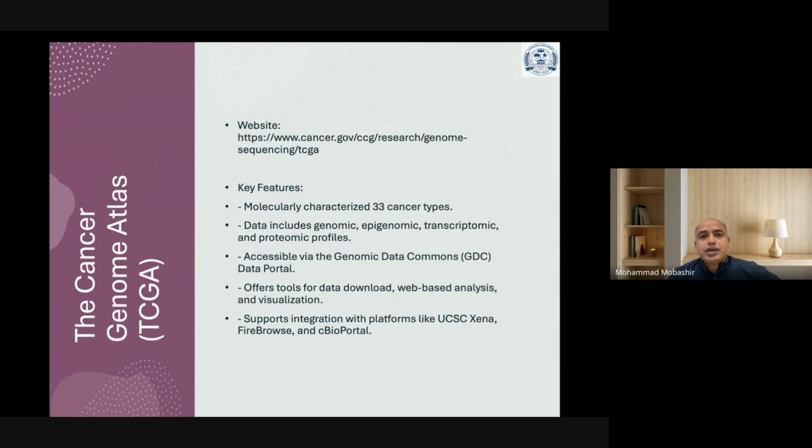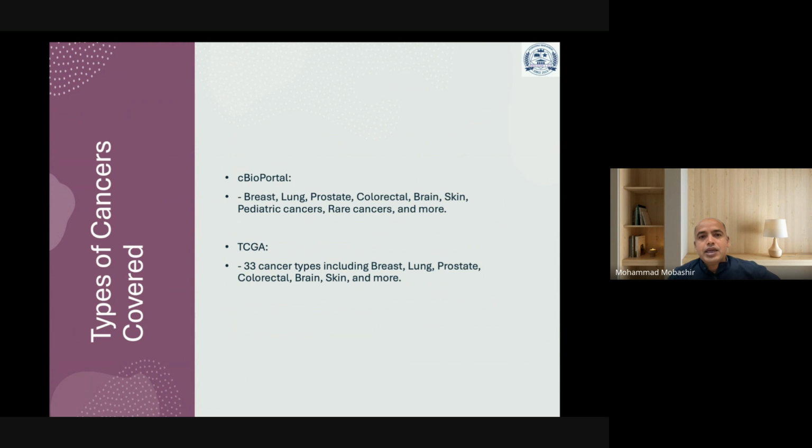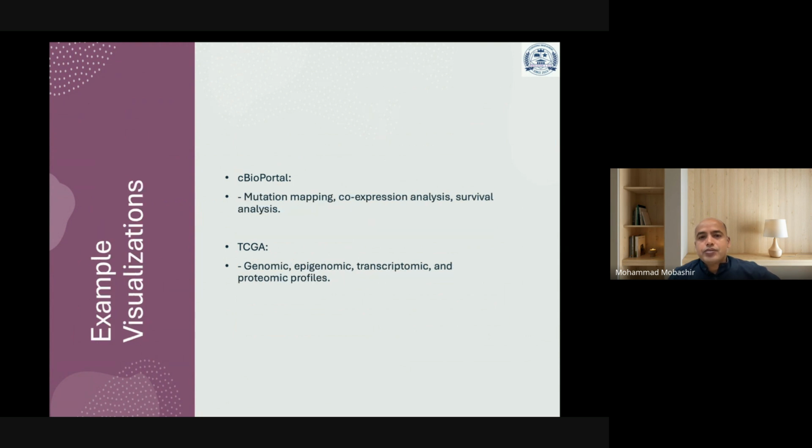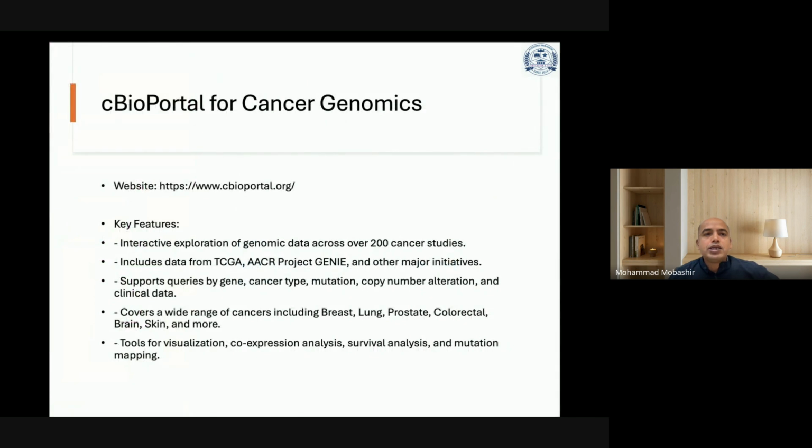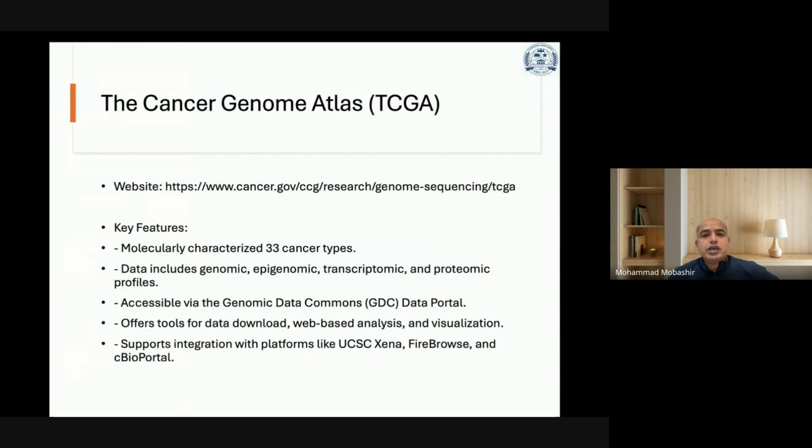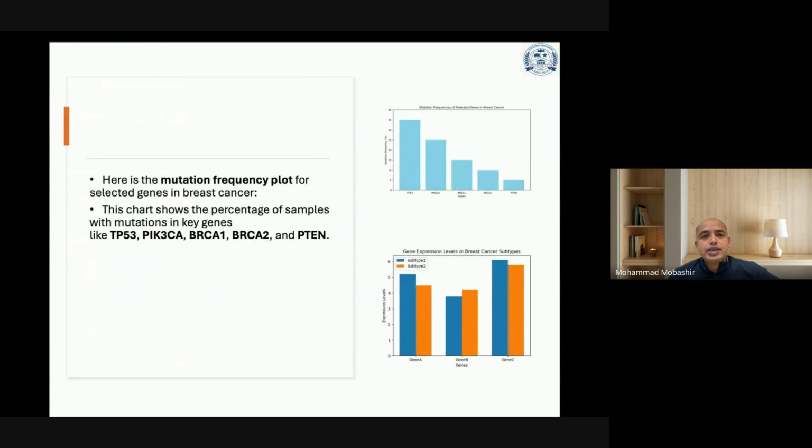Now you can understand the details here and then go for proper understanding of what is your goal, what is the goal for your design project. Mutational mapping, co-expression analysis, survival analysis. Do you want to go for genomic, epigenomic, transcriptomics, and proteomics profiles? Now, the next part is just a sample presentation of how you can go for basic analysis.